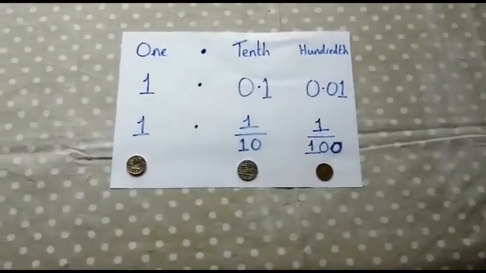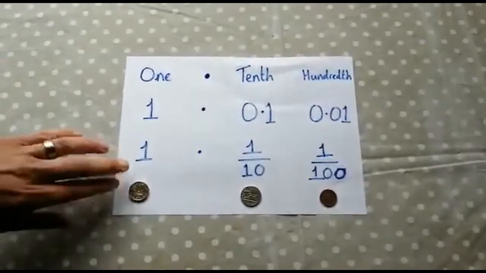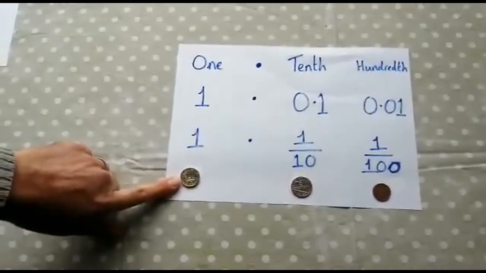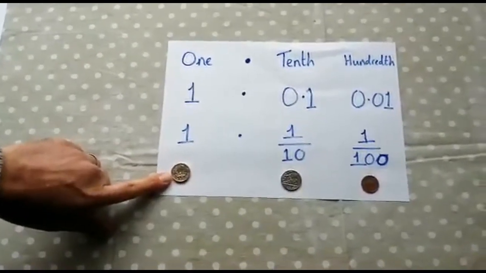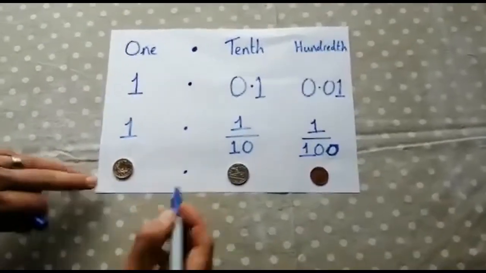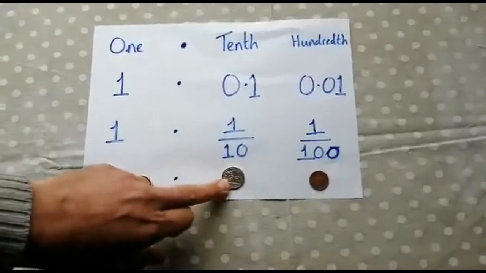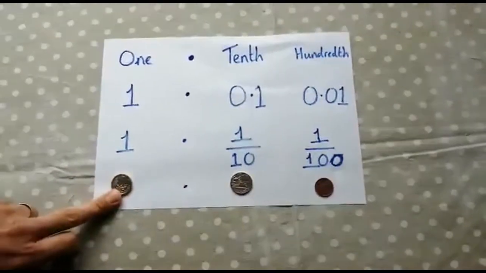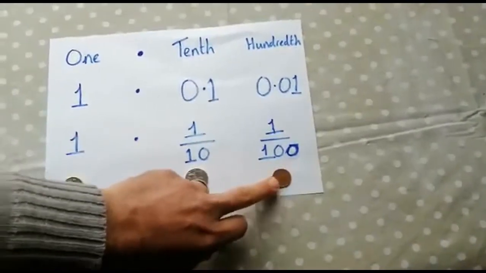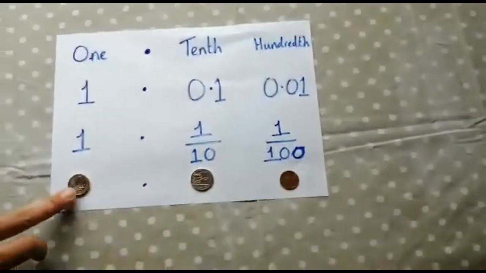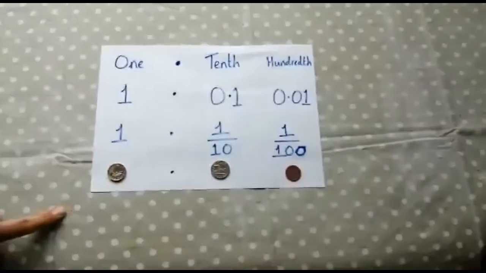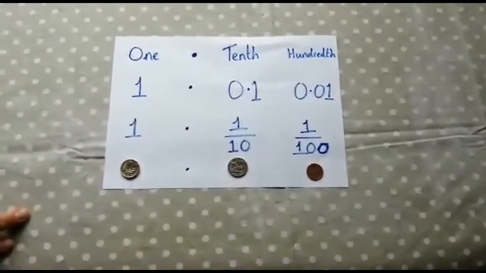Now quite a good way that might help understand this is to think of money. If we think of pounds as being our whole, I've raided my piggy bank and found a £1 coin, and then after the decimal point we've got a 10p, so that's worth a tenth, because we need 10 10p's to make up our whole, our £1. Then we've got a 1p, and we need 100 to make up a pound, so 1/100th. So 1p is 1/100th of a pound. That's quite a good way to think about it.